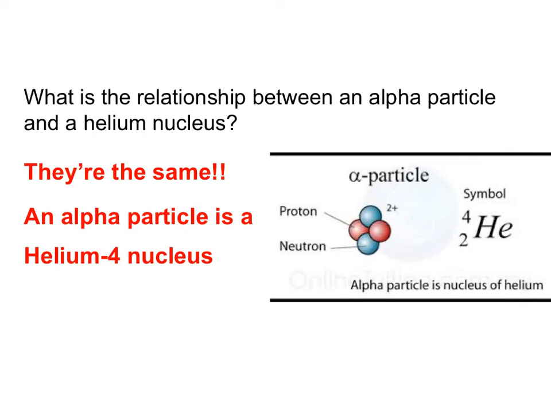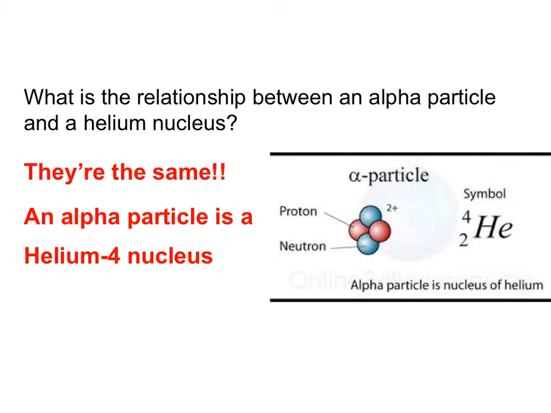The next question on your reference sheet is, what is the relationship between an alpha particle and a helium nucleus? Well, they're the same. An alpha particle is a helium nucleus. So here we have our alpha particle, remember, that's like that weird A. And what you can see is we have 2 of our red protons, and 2 of our blue neutrons. It's going to have a little charge on it because there are no electrons with this. So this is just like the nucleus of helium.